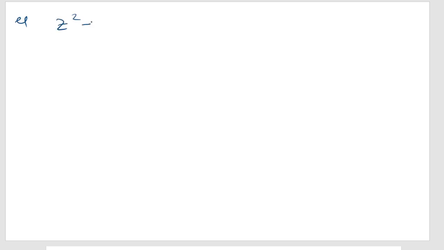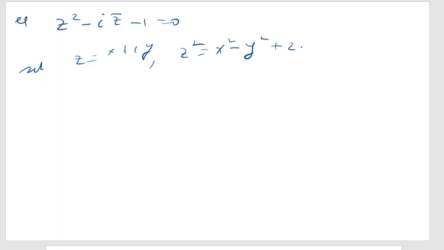So z square minus i z bar minus 1 is equal to 0. I have to solve this equation. Let's say z is equal to x plus iy. So what is z square? z square is x square minus y square plus 2ixy, and z bar is x minus iy. So substituting in this equation, I will get x square minus y square plus 2ixy.